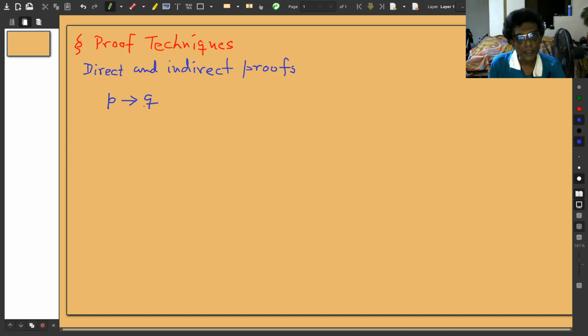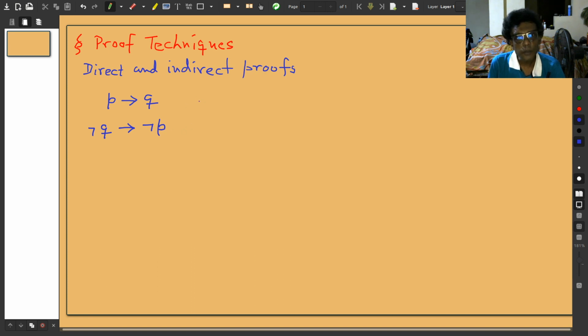On the other hand, this logical statement is equivalent to not Q implies not P. So you can assume that Q is false, and then you use other known results, theorems, axioms, definitions, known facts, and you prove that P is also false. You can see that P implies Q and not Q implies not P. They are actually having the same truth table, and therefore they are equivalent.